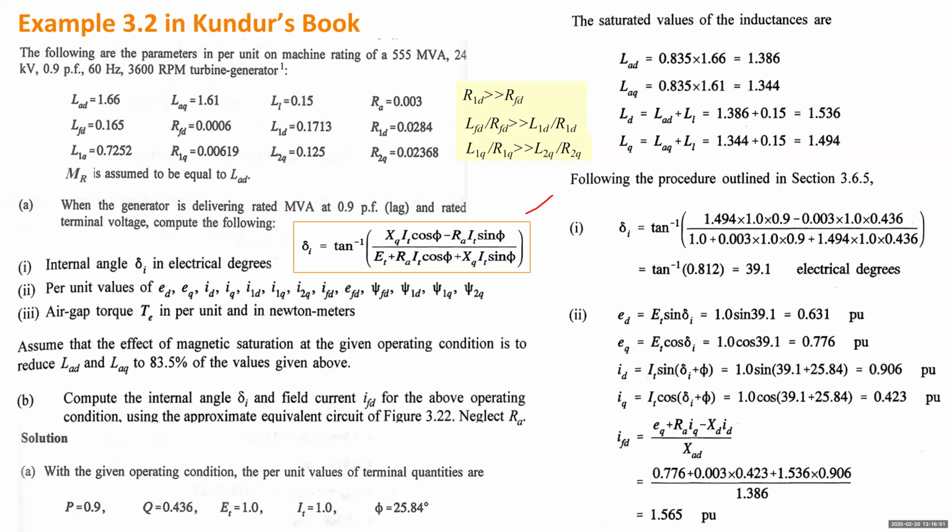Okay, what else? To calculate ID and IQ, you can utilize the delta I, but also consider the power factor angle. All right. So the last one is just IFD. It's a field current.